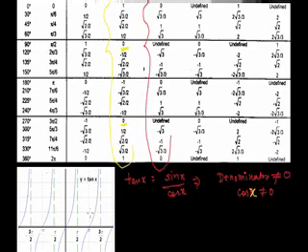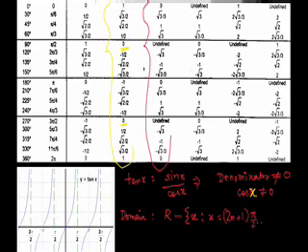So let's write down the domain for this function. The domain can be written like this: all real numbers minus the set of all x such that x is equal to (2n plus 1) times pi by 2, where n is an integer.